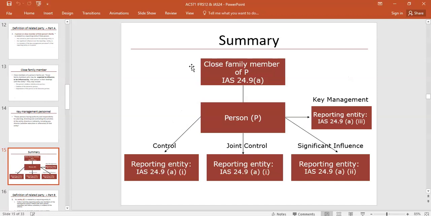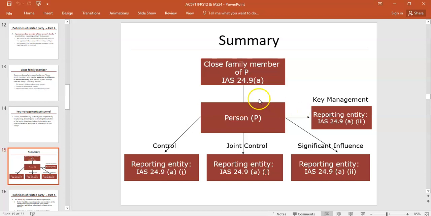So let me try and give you a bit of a visual here. A person or any one of their close family members, if they have control over company X, joint control, significant influence, or they're key management, they have a related party relationship. And any transaction, the payment of wages, the buying or selling of assets, the buying or selling of goods, the providing of loans, the providing of loan guarantees, anything like that will have to be disclosed. So it's relatively straightforward when you look at an individual person. The only small complication would be watching for the close family members as well.